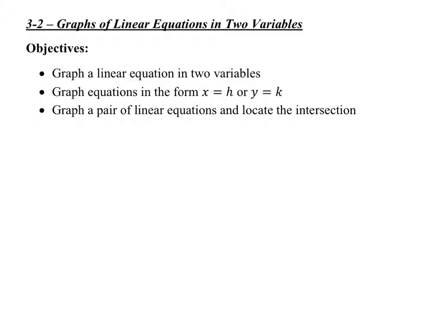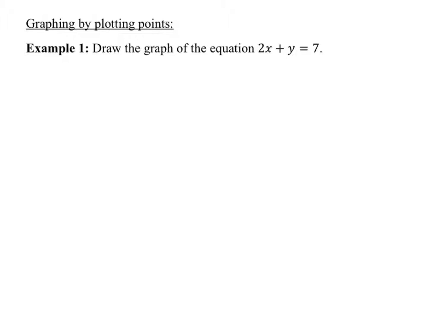The second objective is to take a look at vertical and horizontal lines and those equations, which behave differently than a line that has some sort of a slope to it. And then finally, take a look at graphing a pair of linear equations to locate the intersection of those two. Draw a graph of the equation here by plotting points.